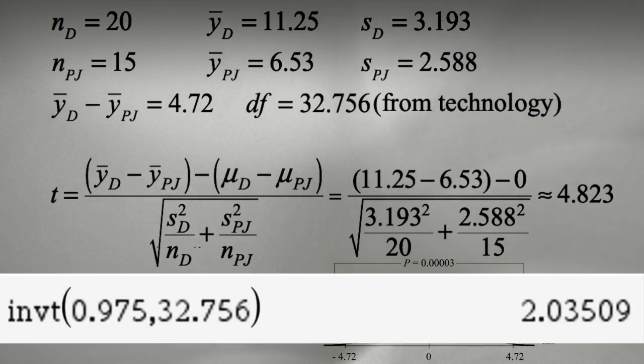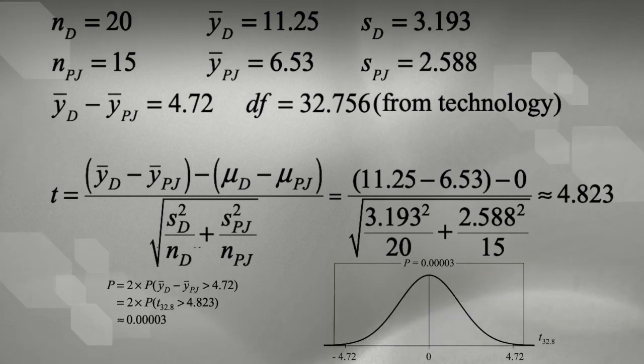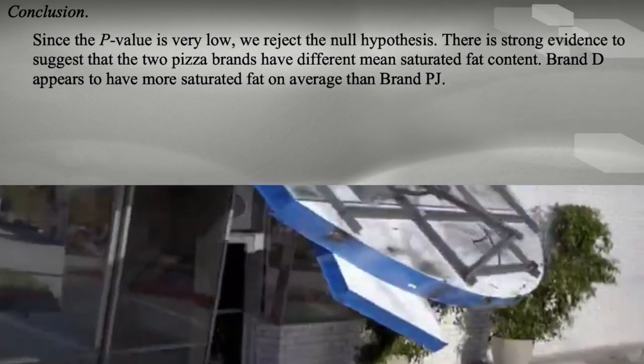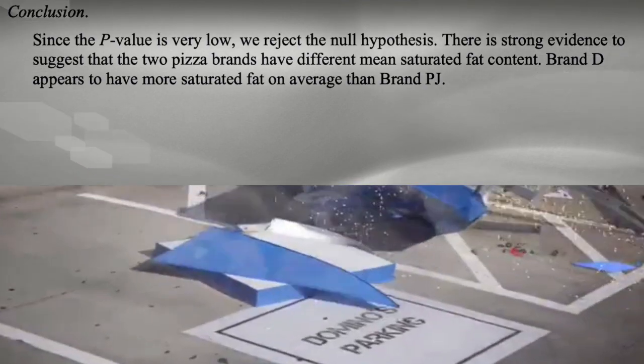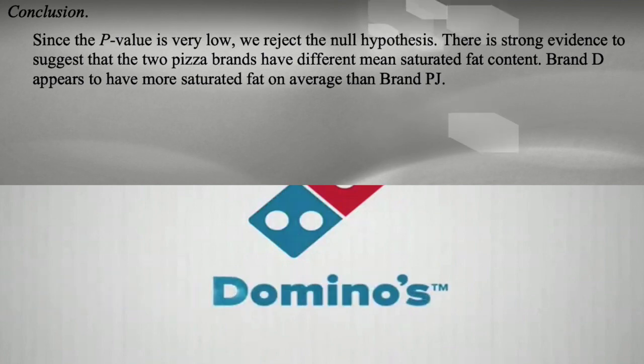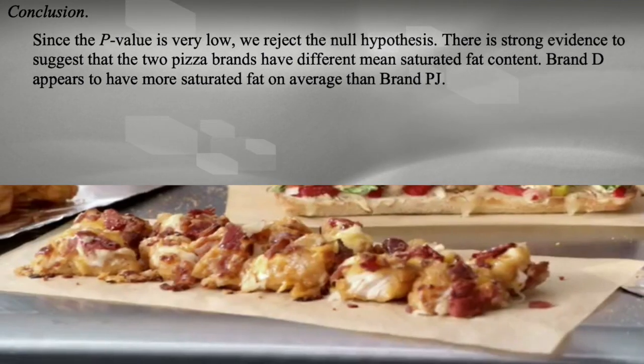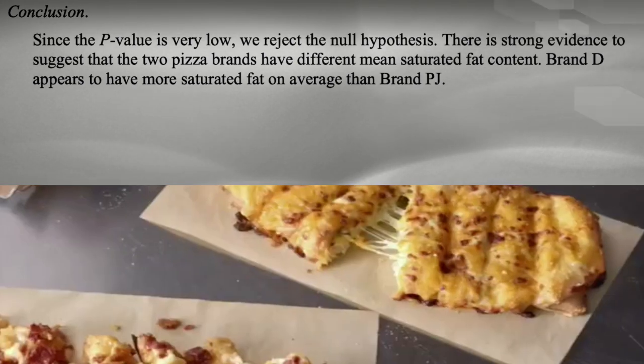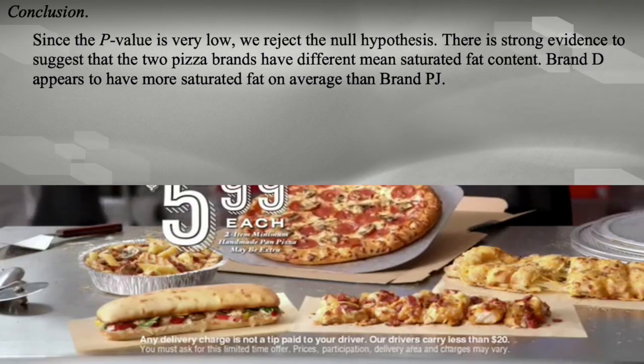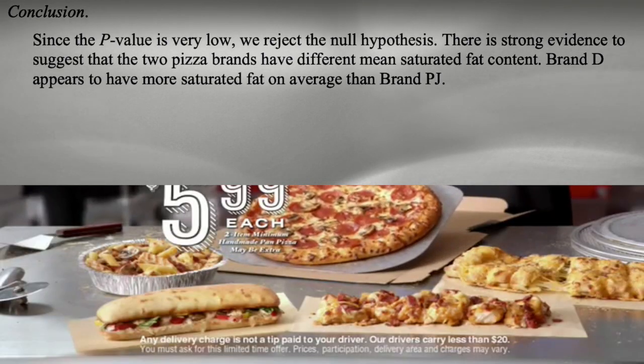Remember, we're comparing the t-score against the critical t-value for this number of degrees of freedom. So our critical value for 32.756 degrees of freedom is as follows, which would lead us to a conclusion of, since the p-value is very low, we reject the null hypothesis. There is strong evidence to suggest that the two pizza brands have different mean saturated fat content. Domino's appears to have more saturated fat on average than Papa John's.